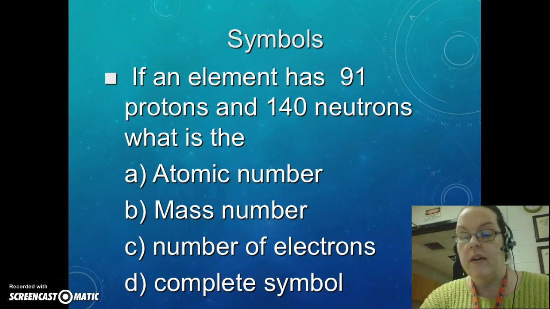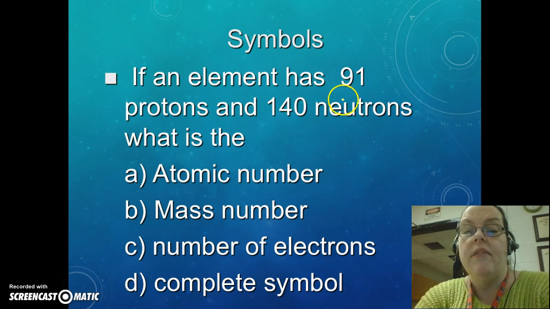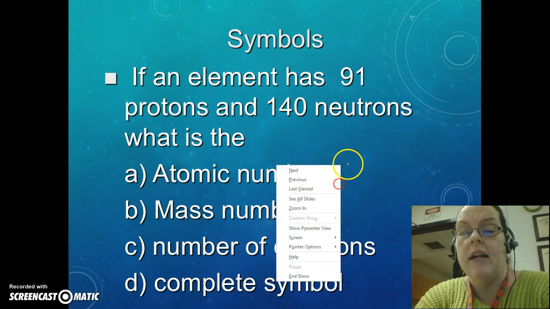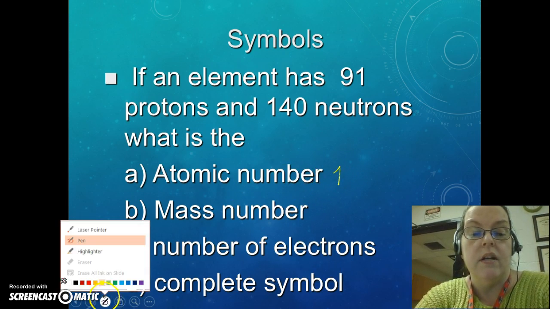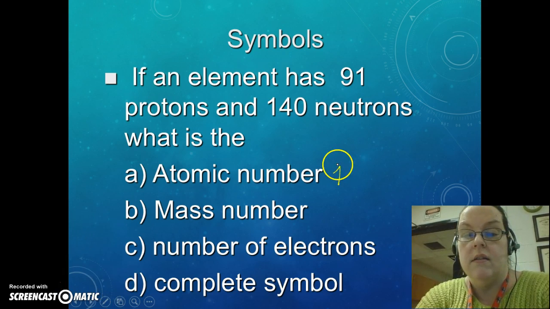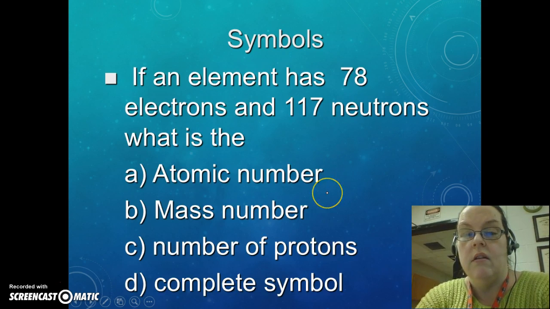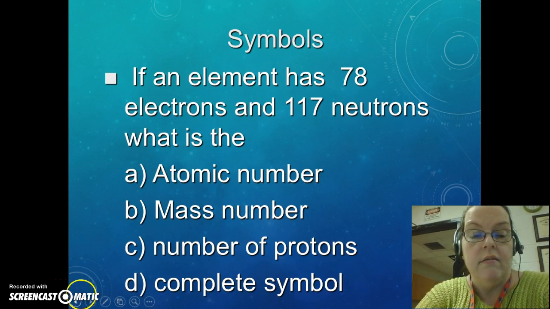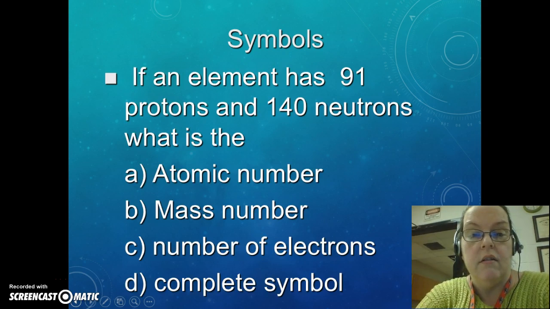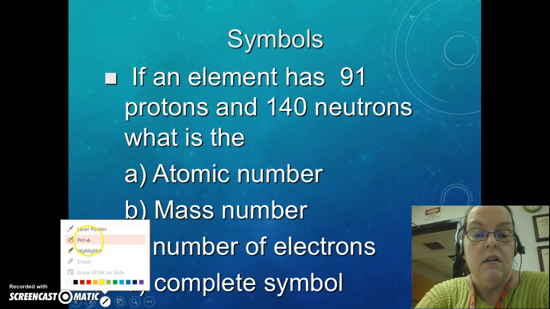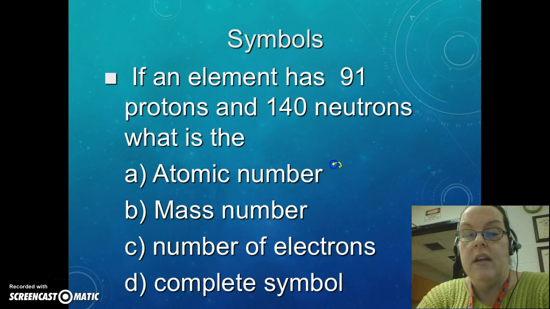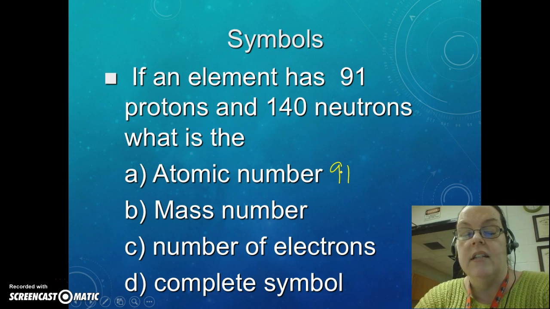We see very clearly that we have 91 protons. So the atomic number is equal to the number of protons. Oops, sorry about that. Miss Stover's having a little trouble here. Let's try this again. We have 91 as the atomic number.